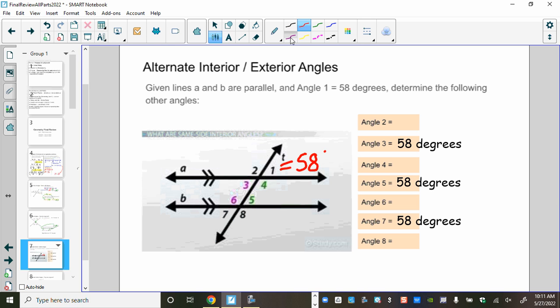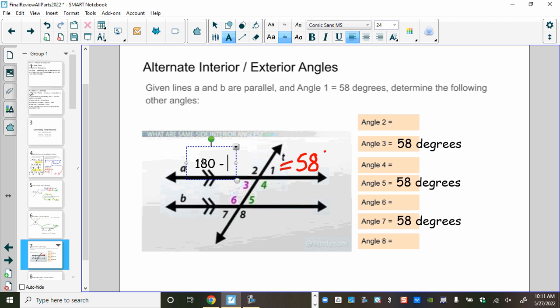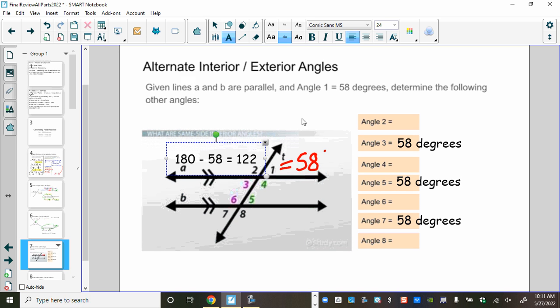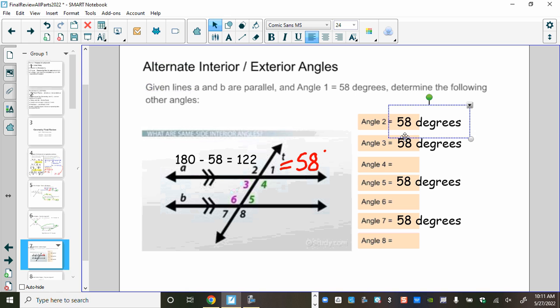And then for number 2, it's going to be 180 minus 58, which gives you 122. And then it's going to be 122 the rest of the way. I'll change that.